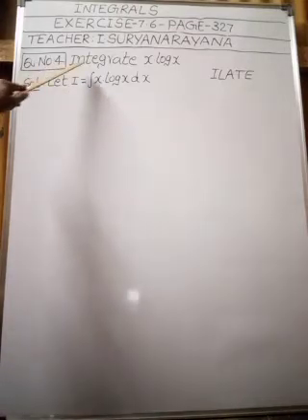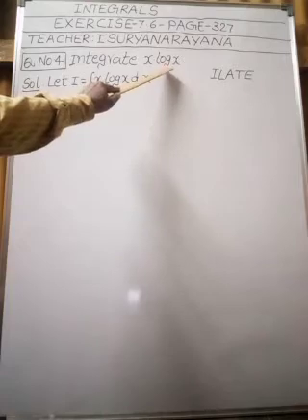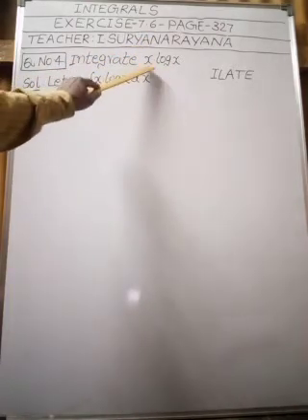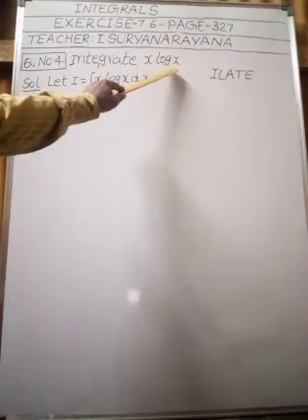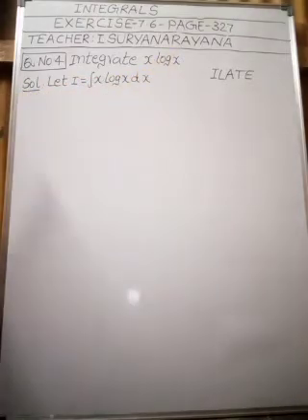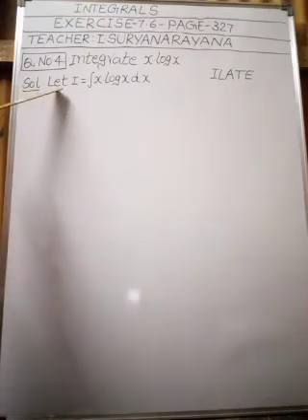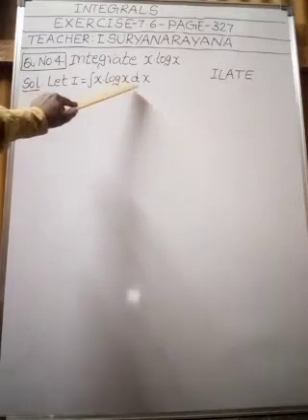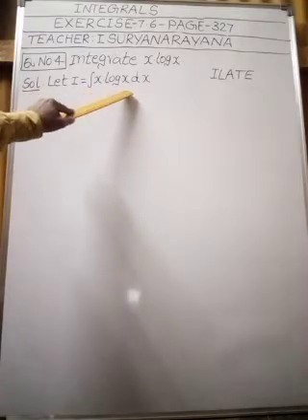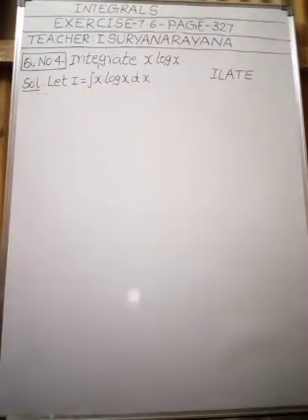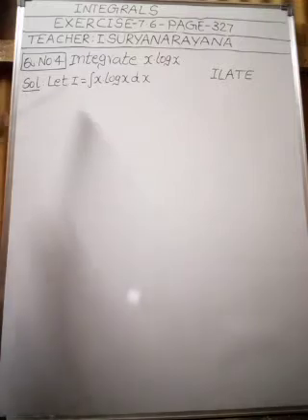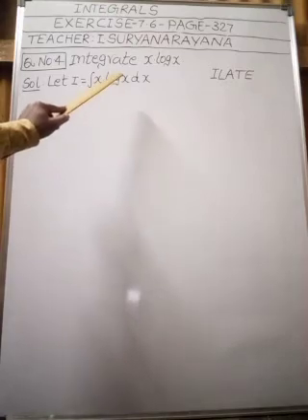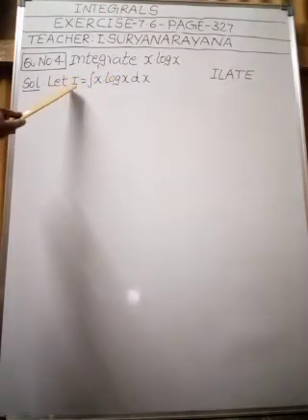Fourth question. Integrate x log x. Understood this question, my children? We have to evaluate integral of x log x dx. Okay, my children? Right. Come to the solution part. Let us assume that capital letter I is equal to integral x log x dx. Understood this step, my children? Right from the beginning of this integrals chapter, I am explaining this first step. We are assuming the integral of the given function is a capital letter I.